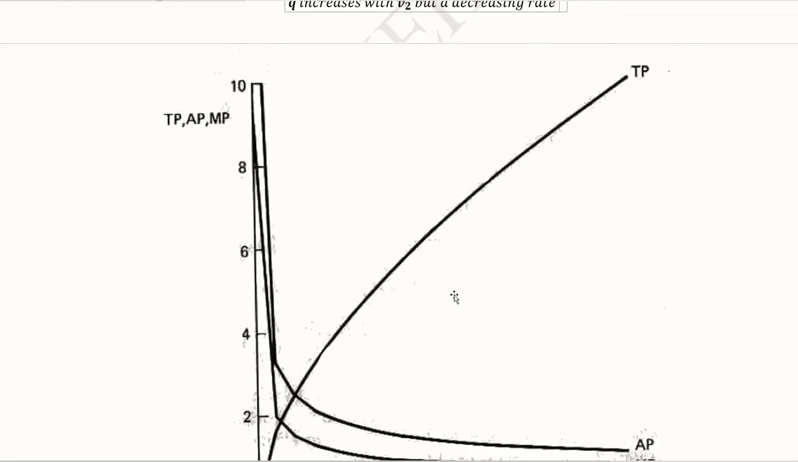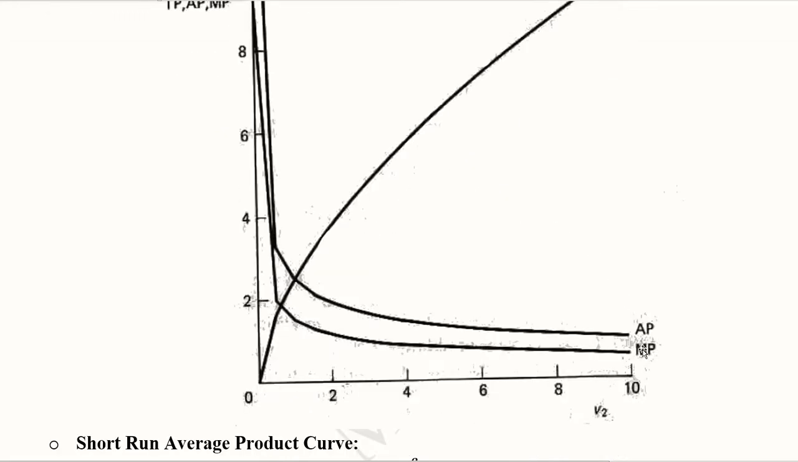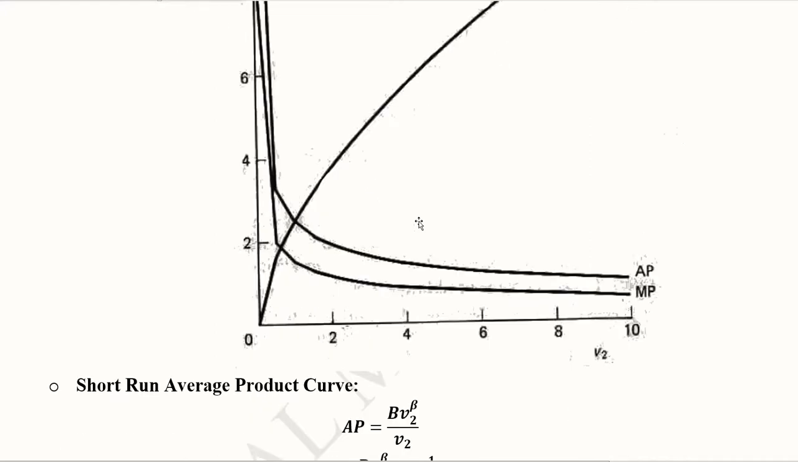The diagrams of these two or three phenomena will look like this. Total product curve, we have already seen it. We haven't seen the MP and AP derivation. We will see it right after this.